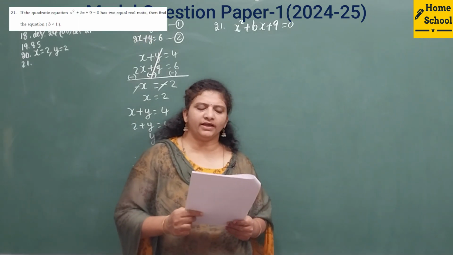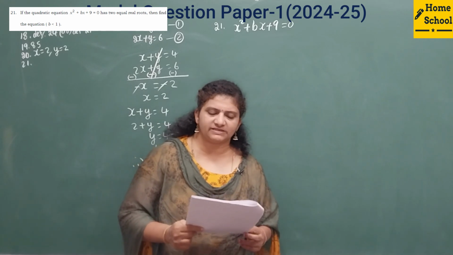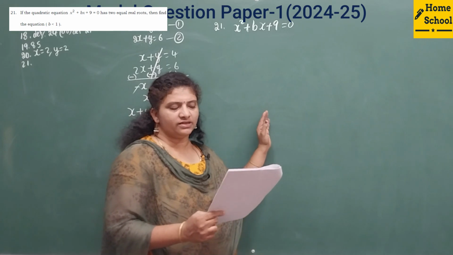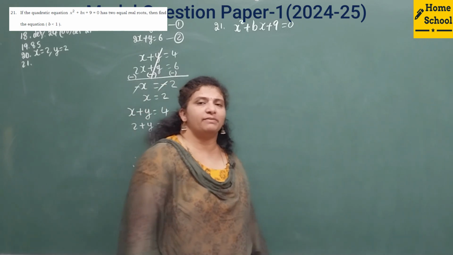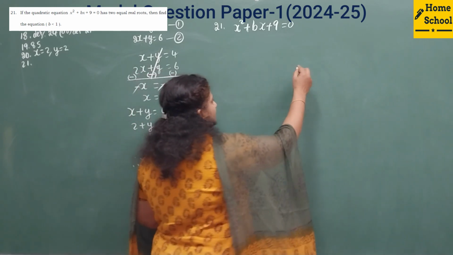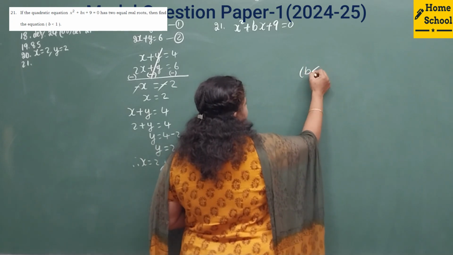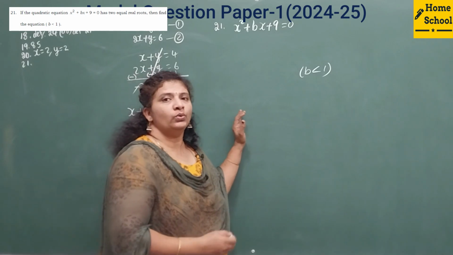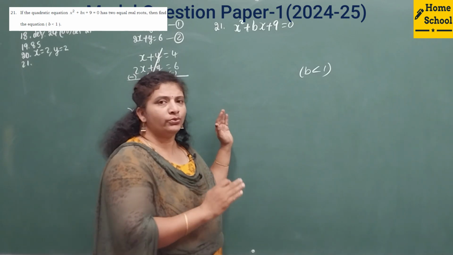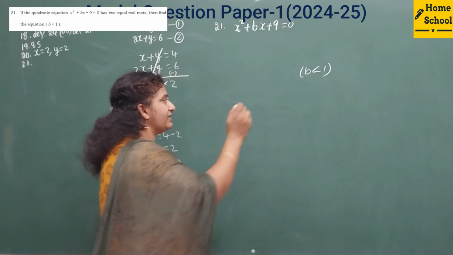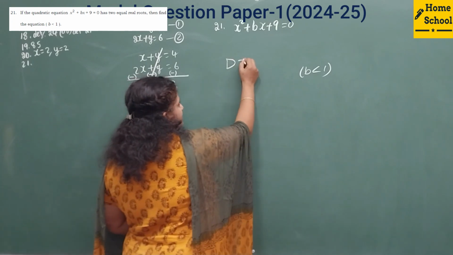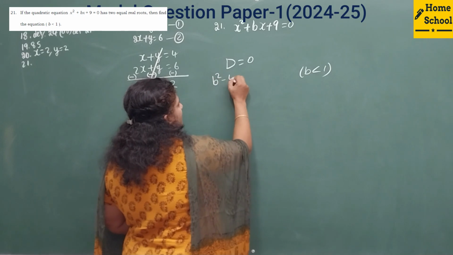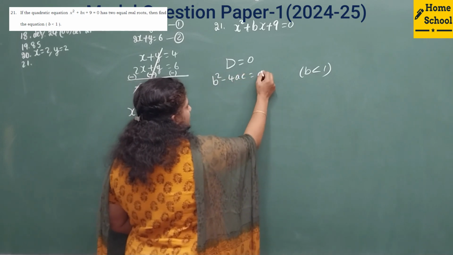If the quadratic equation x square plus bx plus 9 equal to 0 has two equal real roots, then find the equation when b is less than 1. Find the equation when b is less than 1. And given here, there are two equal real roots. Two equal real roots you are going to have when the discriminant is equal to 0. Discriminant D equal to 0, that is b square minus 4ac equal to 0.